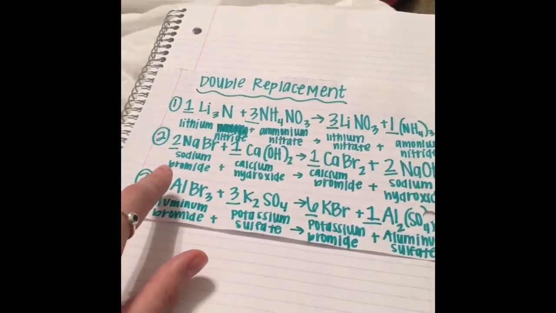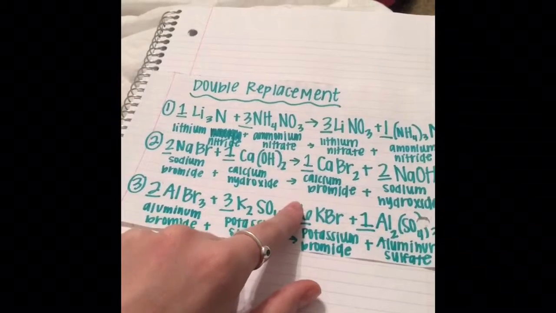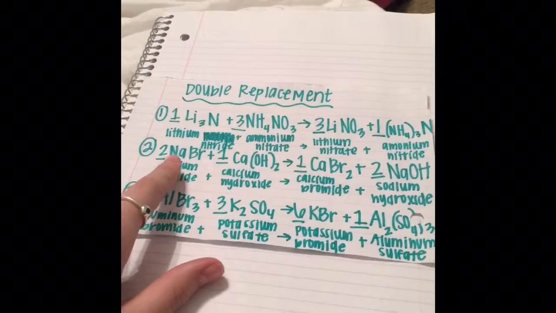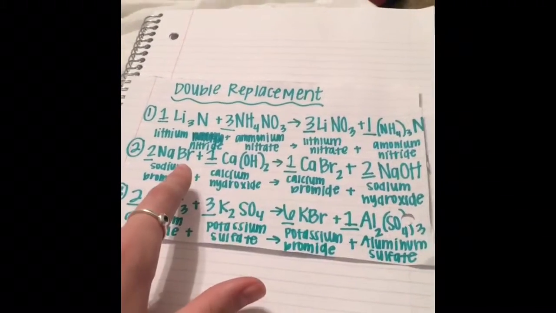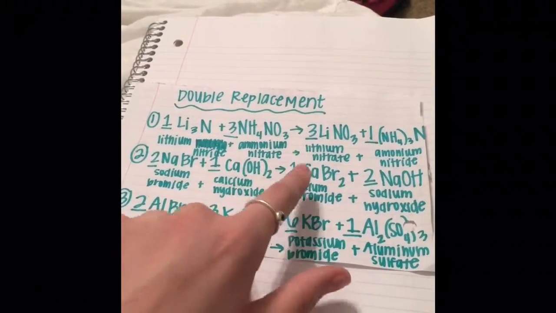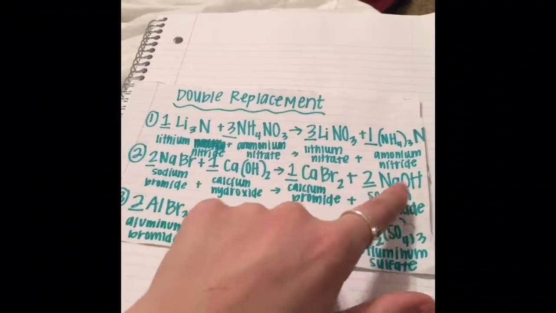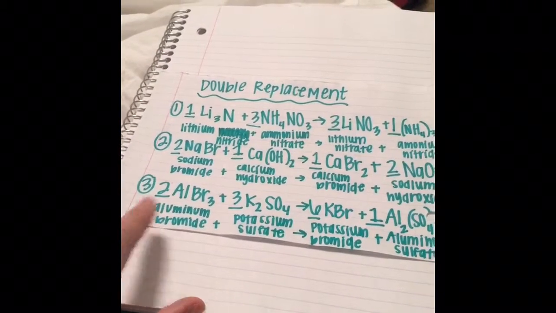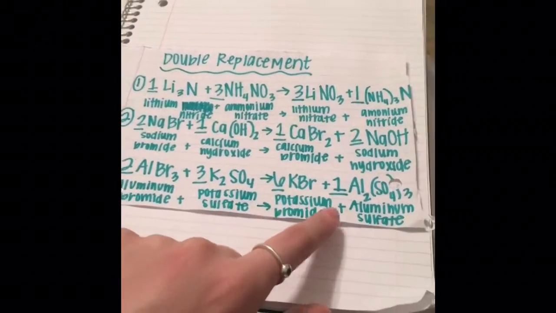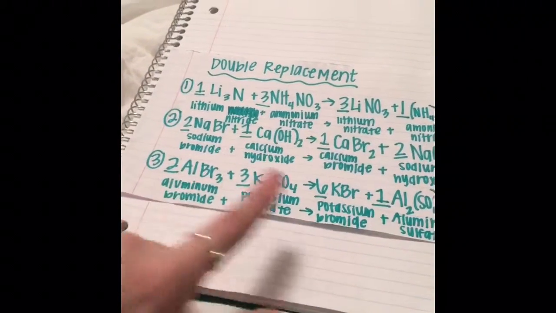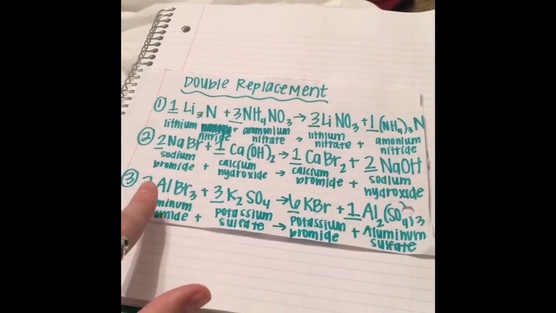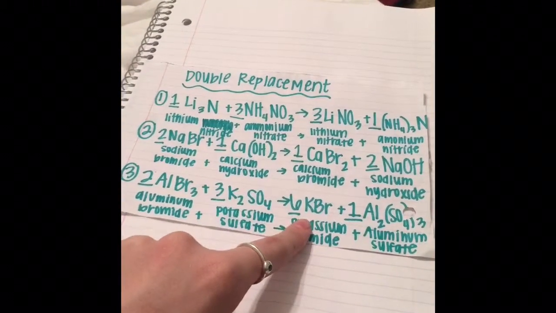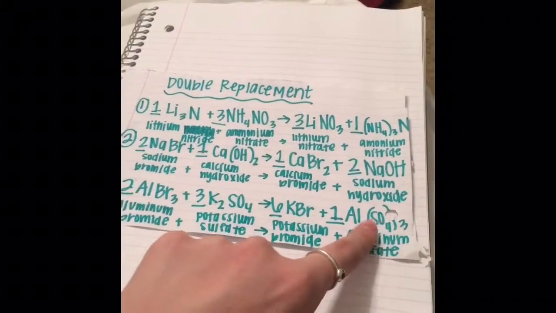That one's balanced. For this equation, we have sodium bromide plus calcium hydroxide yields calcium bromide, and plus sodium hydroxide. So we start off with 2 sodium, 2 sodium, 2 bromine, 2 bromine, 1 calcium, 1 calcium, 2 hydroxide, and 2 hydroxide. So that one's balanced. And then this one, we have aluminum bromide plus potassium sulfate yields potassium bromide plus aluminum sulfate. So we have 2 aluminum, and then we have 2 aluminum. We have 6 bromine, and we have 6 bromine. We have 6 potassium, 3 sulfate, and 3 sulfate. So those are all balanced.